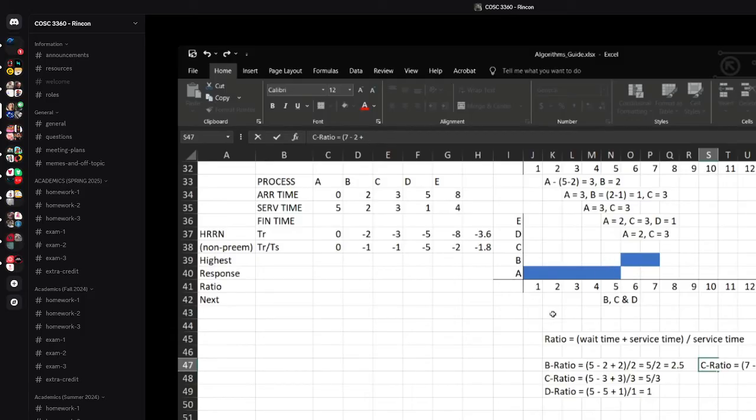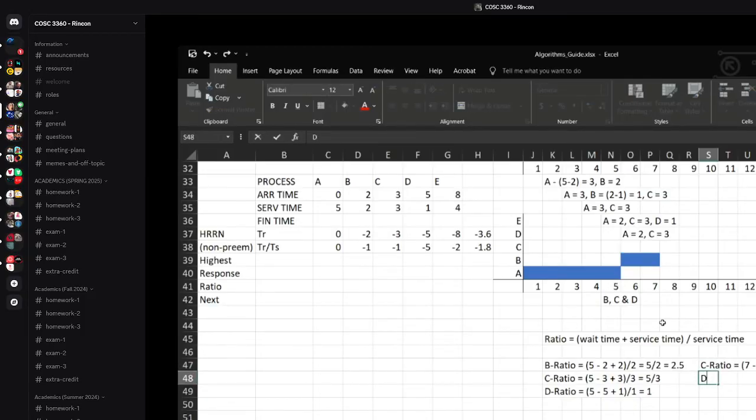Or sorry, I completely mixed this up. C ratio, sorry about this. So C ratio, arrival time is 3, okay? Plus the service time, which is 3, and divided by 3. I can mix it up with B ratio. Sorry about that. Okay, so this will be equal to 7/3.